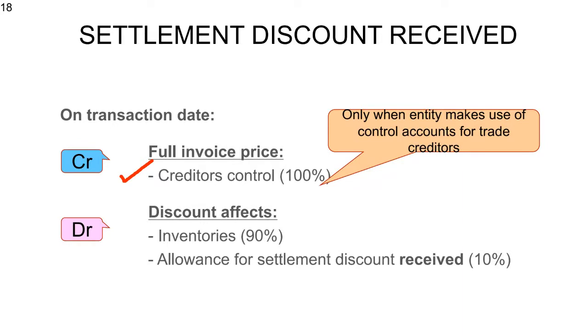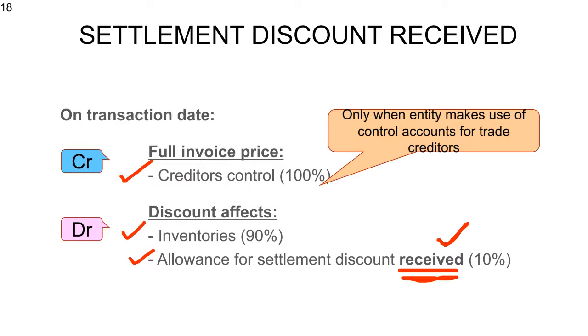The creditor is at 100%. The inventory will now be at the amount less the discount, and then we also have this allowance for settlement discount received. We have to add this word received at the end of the statement. If we don't add it, we're going to be penalized, right? So it's critically important that we add the word received. The mark is allocated for this word, because if you don't add this word at the end of the journal entry, that means you don't know whether it's being received or whether you're issuing it, right?